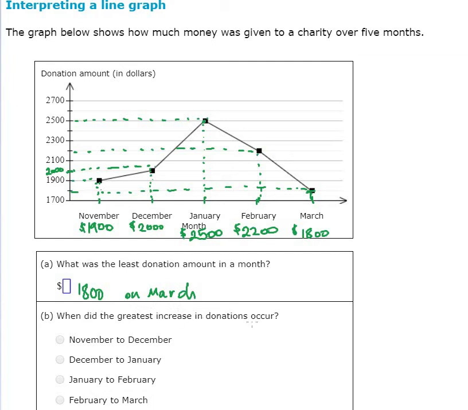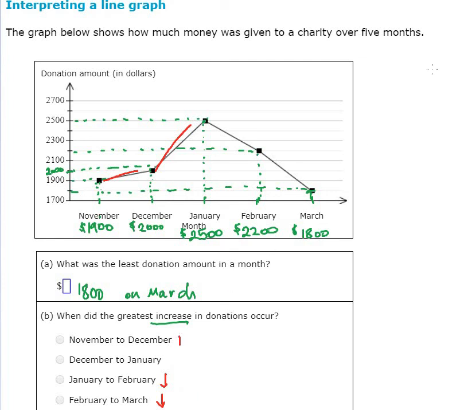When did the greatest increase in donation occur? Since it is asking about the increase, I see that there is an increase from November to December. Once you look at this graph right here, you can notice that this is an increase, and there's another increase right here. All the others, from January to February and February to March, are decreases. So January to February is a decrease. February to March is a decrease.